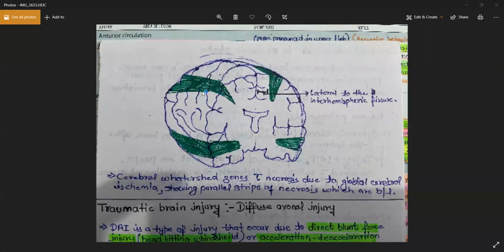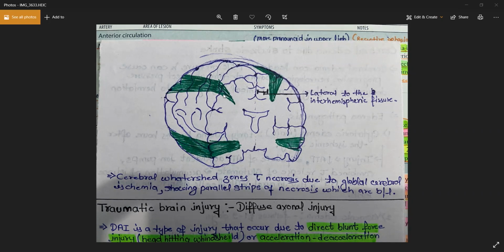These kind of strip-like lesions you will see, and the wedge shape infarcts would be there. All of these lesions are a few centimeters lateral to my midline, as you can see. So these are the watershed areas, and that's how the exam will give you this representation of the patient.